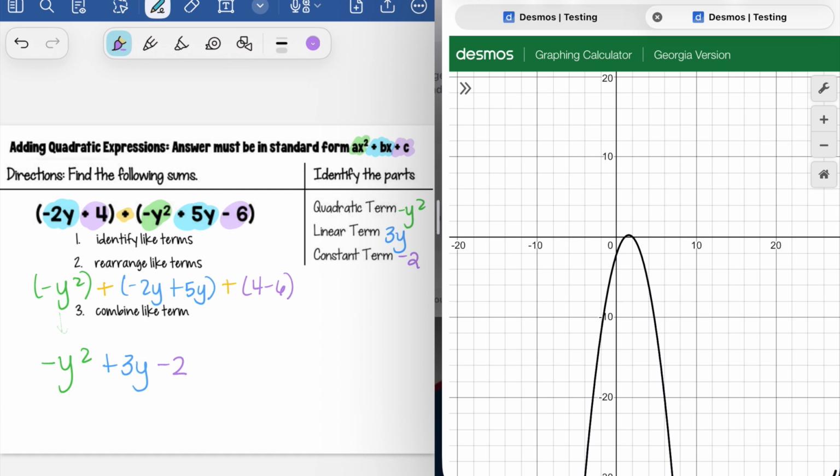All right, guys, I hope you learned a lot about adding polynomial expressions. And polynomial also means quadratic. I hope you learned a lot about adding quadratic expressions by first identifying your like terms, by second rearranging them so that they are together, and then third combining your like terms by identifying your coefficients and using your calculator if needed.